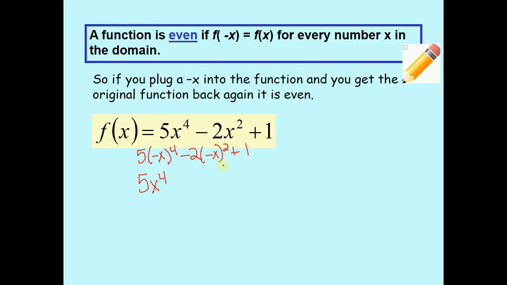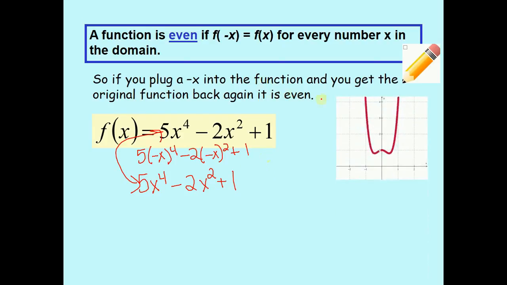Same thing here, negative x squared. That can never be a negative number. It's got to always be a positive, no matter what I substitute in for x. So that's always going to be negative 2x squared, and then the plus 1 stays the same. Now, once you've done that substitution and simplified, are they the same equation? Same function? In this case, take a look. They are. So we can say this function is an even function.